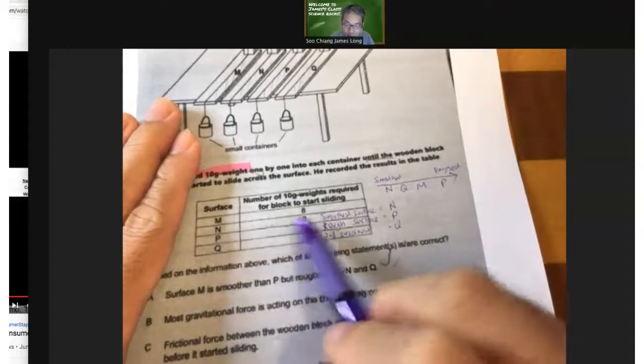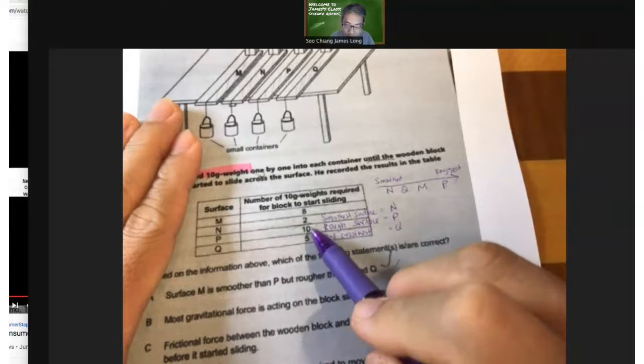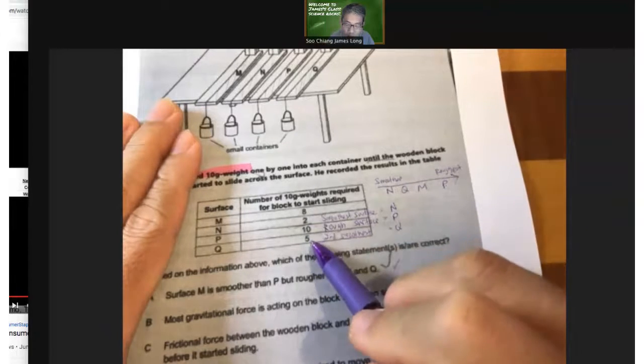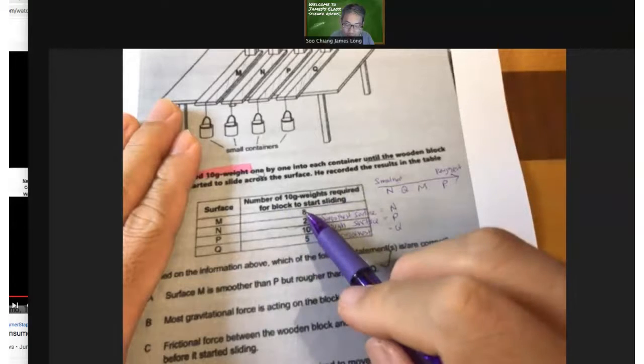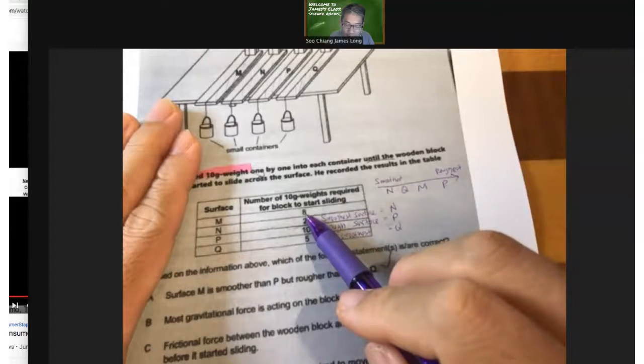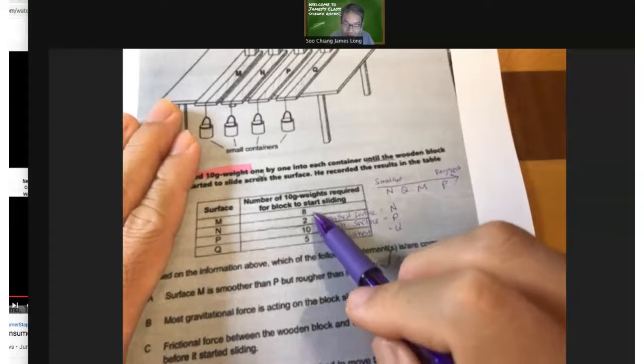So I put this under the roughest on the scale. This is the roughest. And then N must be the smoothest surface because all I need is just 2 10-gram weights, the least number, and therefore it is the smoothest surface. 5 is larger than 2 but smaller than 8, so 5 of course will then mean that Q is the second smoothest surface. I put it here. 8 10-gram weights is very big. It's not as big as 10 but it's bigger than 5.